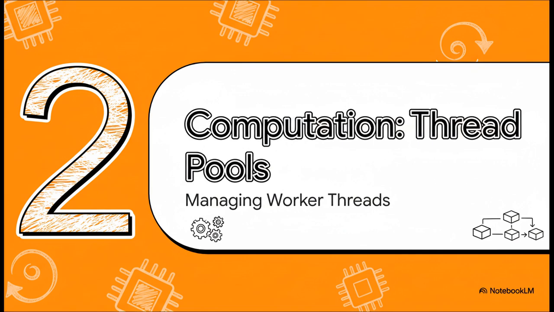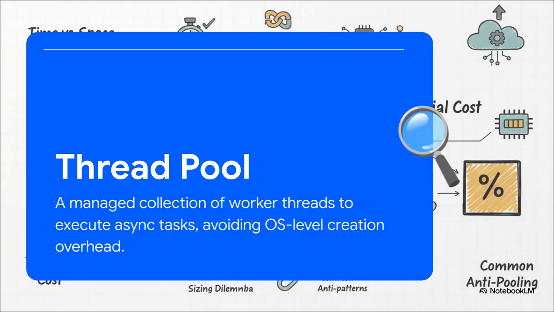Okay, so let's get into our first major application of this idea and see how it works in practice, managing all of our computational work with thread pools. So, what is a thread pool? Well, it's pretty much exactly what it sounds like. It's a managed collection, a pool, of worker threads that we create ahead of time. And the whole point, the entire reason for its existence, is to avoid paying that incredibly high overhead of asking the operating system for a brand new thread every single time a task comes in. We create them once at the beginning, and then we just reuse them, over and over again.